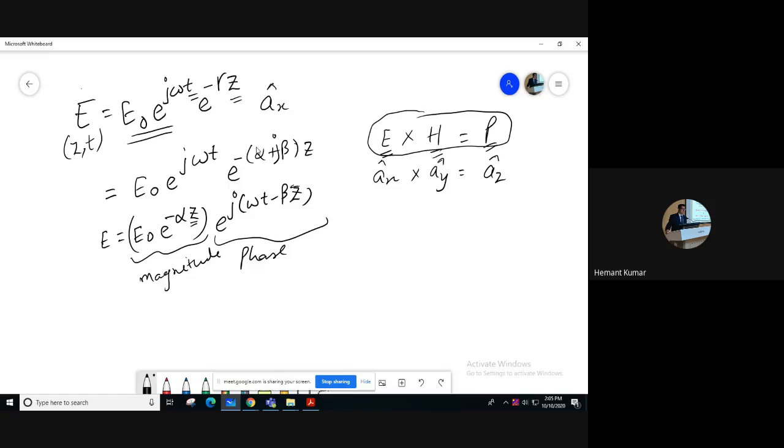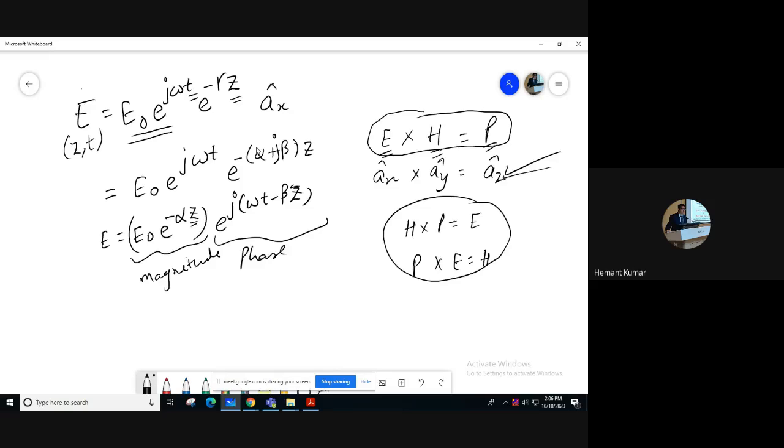E cross H is equal to P. P is the direction of propagation. Similarly, H cross P is equal to E. Similarly, you can say P cross E will be equal to H. It will always follow the right hand rule like this formula, right? This is the property of an EM wave, a uniform plane wave.